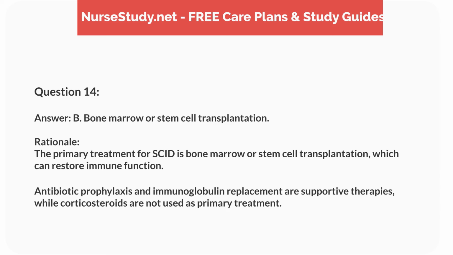Rationale. The primary treatment for SCID is bone marrow or stem cell transplantation, which can restore immune function. Antibiotic prophylaxis and immunoglobulin replacement are supportive therapies, while corticosteroids are not used as primary treatment.